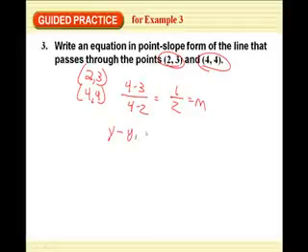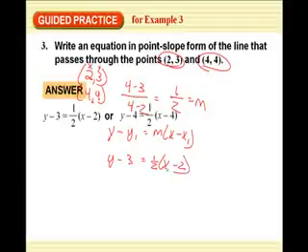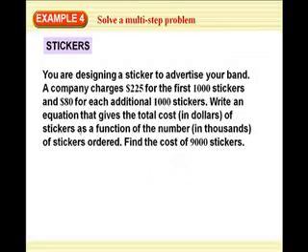y minus y1 equals m times x minus x1. Pick a point. Let's just do this one, 2 and 3. So y minus 3 equals 1/2, I'm just putting in what I know, x minus 2. There's our point slope form. And that's the one we used because we used the point 2 and 3.